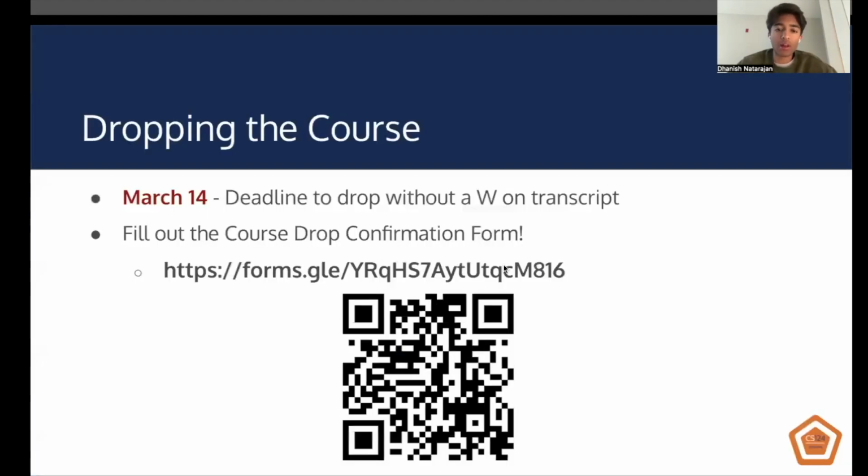So dropping the course. If you want to drop the course for any reason, then keep in mind that the deadline to drop the course without a W on the transcript is March 14th. So definitely have this deadline in mind if you are considering dropping this course. And please fill out the course drop confirmation form. Here's the QR code in order to do that.